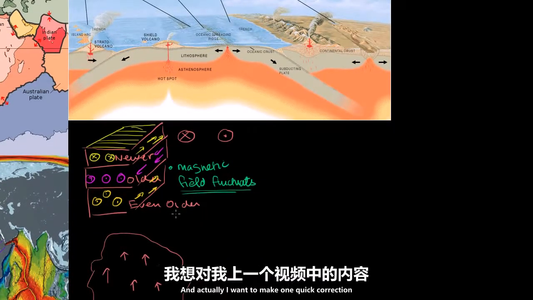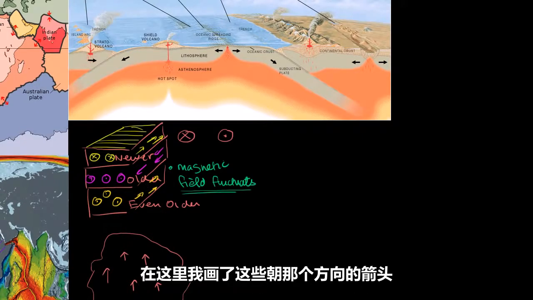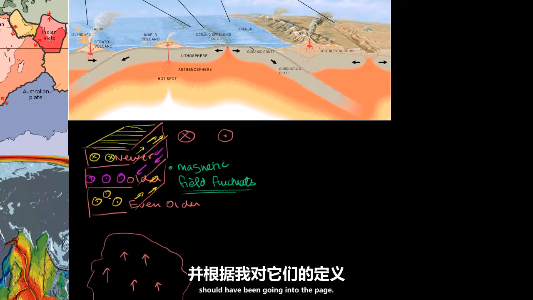And actually, I want to make one quick correction on the last video. Over here, I had drawn these arrows going in that direction. And based on how I defined them, they should be going into the page. And so they should have had these X's there.